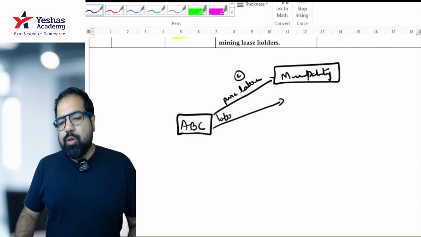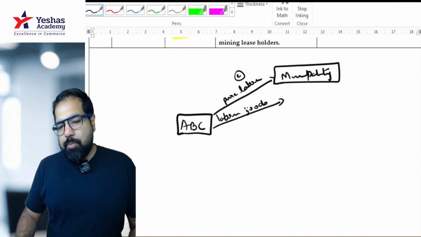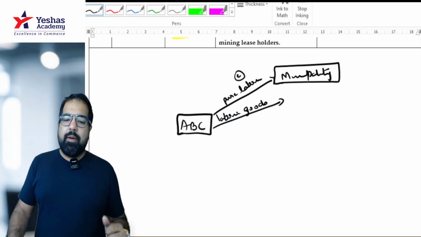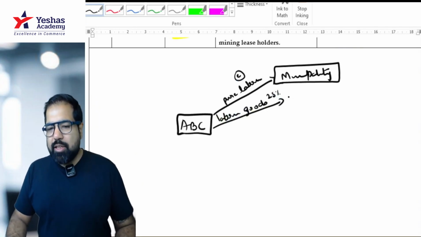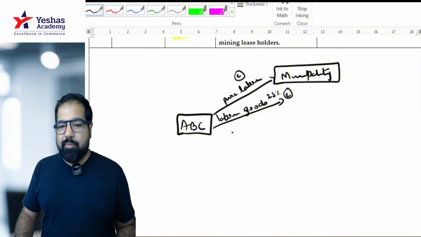Along with labor, you also are supplying goods. That means you're not just repairing the street lights, but you're also changing the bulb. But that goods is only up to 25% of the total bill value. Then again, this will be exempt. But remember, only up to 25%.